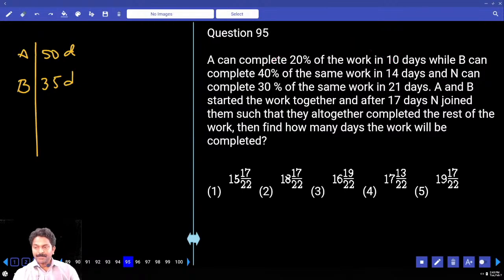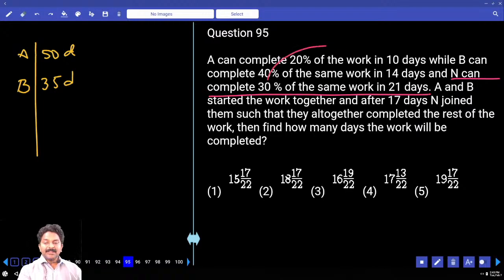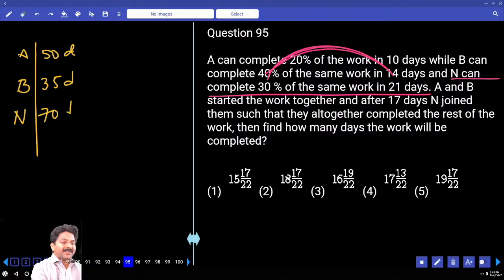N can complete 30% work in 21 days. 30 upon 30, 21 is how much percent? 70. Then 100% work can be done in 70 days.